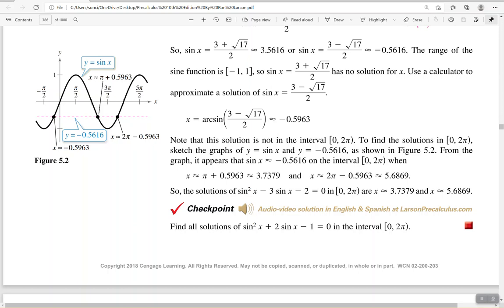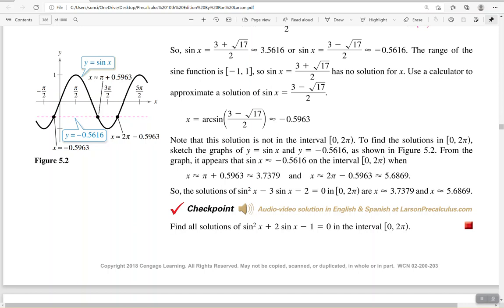Technically, but they did give us an interval, so our solutions have to be within 0 and 2 pi. If you get this as an answer, and this is the other trick you should know about using your calculator, this would work and give you this, right? But then you have to convert it so that it fits between 0 and 2 pi. Does that make sense? So what do you do to this? Add, in this case, 2 pi.